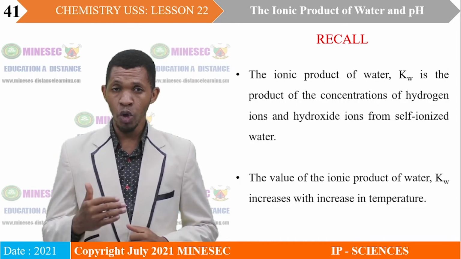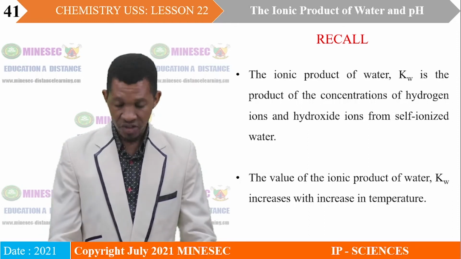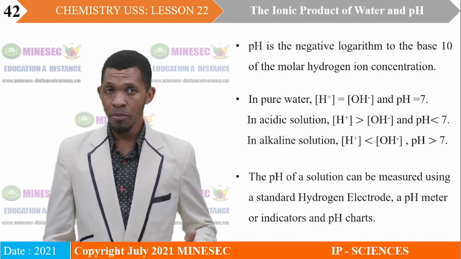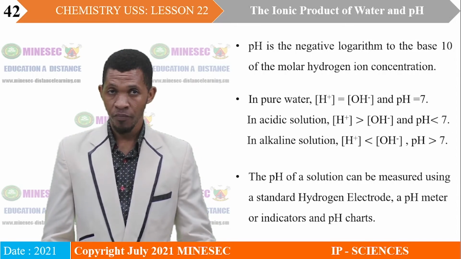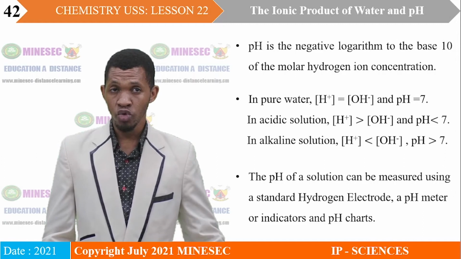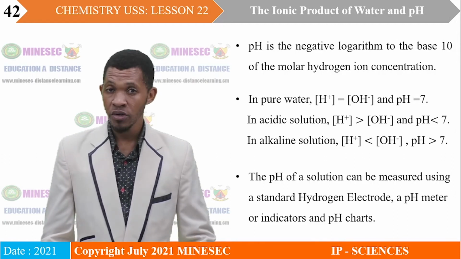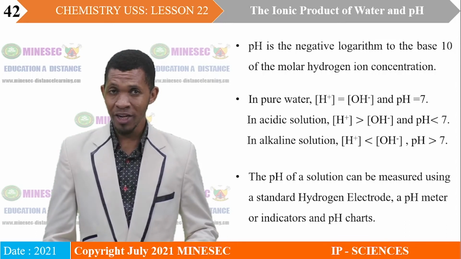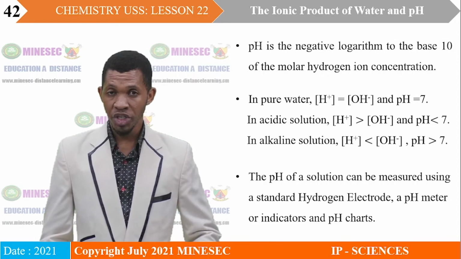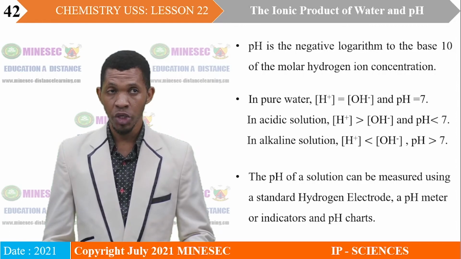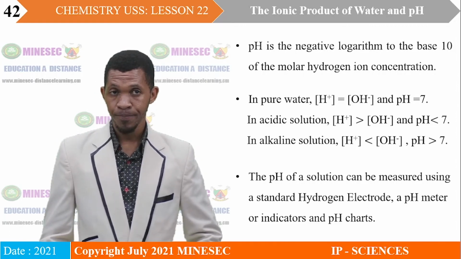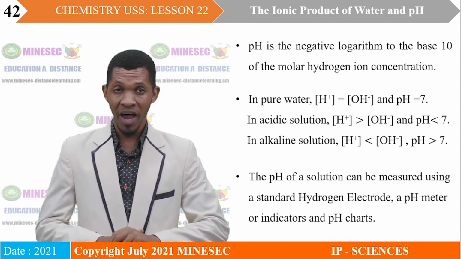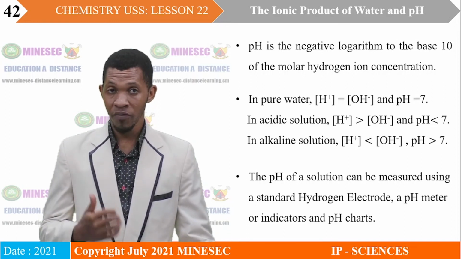The value of the ionic product of water, Kw, increases with increase in temperature. The pH is the negative logarithm to the base 10 of the molar hydrogen ion concentrations. In pure water, pH is equal to 7, and the molar hydrogen ion concentration is the same as the molar hydroxide ion concentration. In acidic solution, pH values are less than 7, and the molar concentration of hydrogen ions is greater than the molar concentration of hydroxide ions. In alkaline solution, pH values are greater than 7, and the molar concentration of hydrogen ions is less than the molar concentration of hydroxide ions.